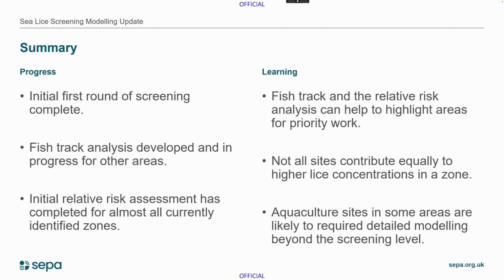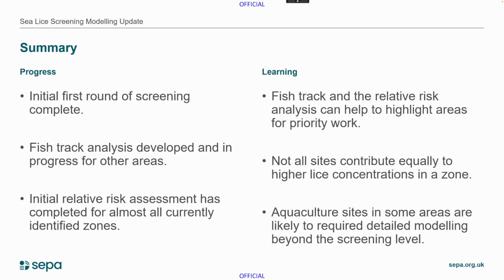We've also learned and shown quite clearly that not all sites are contributing the same. So where a site is in the future, whether it's a new site or an increased development, really does matter, and hopefully our screening will allow us to identify which sites are going to need quite a lot of attention and which sites will need less.